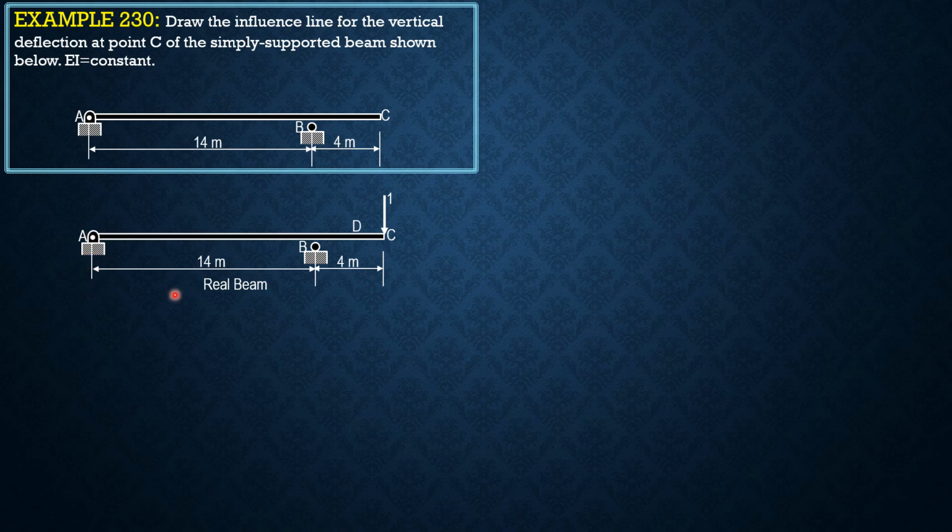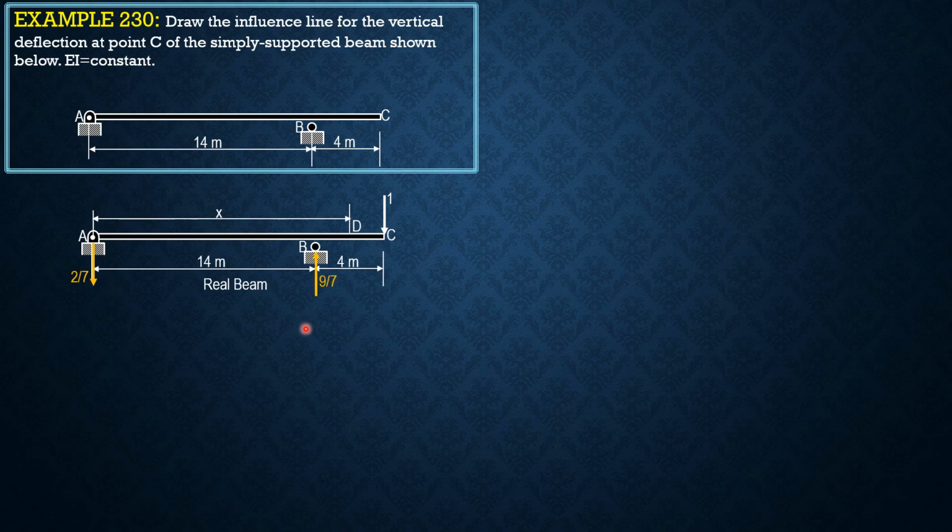Reaction at A times 14 equals 1 times 4. So therefore, the reaction at A, which is downward, is 4 over 14 or 2 over 7. Likewise, if we sum up moments about A, reaction at B times 14 equals 1 times 18. So reaction at B is 18 over 14 or 9 over 7 upward.